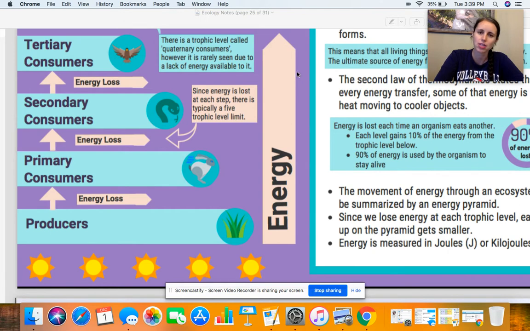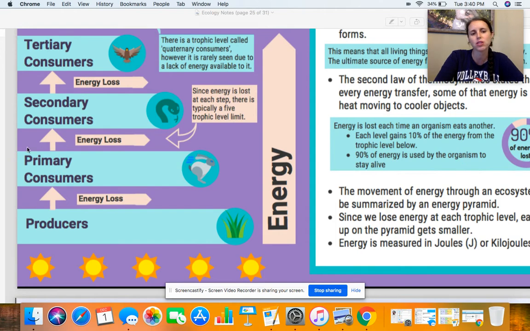Producers are able to take energy from the sun, and they're able to transfer that energy up. You can see on the side here, we've got a line that says energy up. So energy is being transferred up this food pyramid. At the very base, we have the sun, and the sun transfers energy to producers through photosynthesis. And then producers transfer energy.